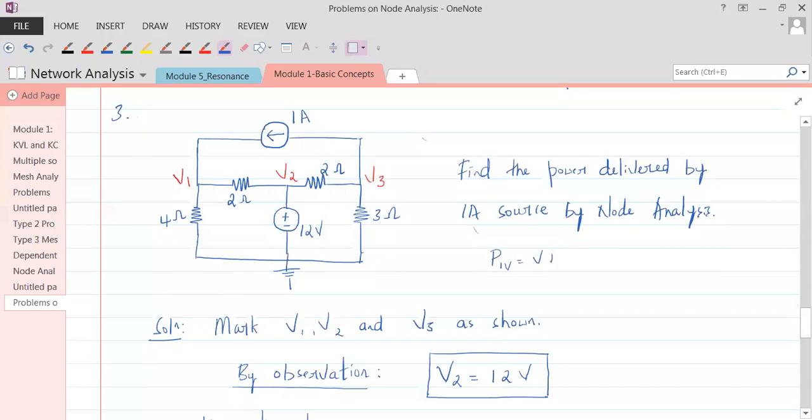Anyways, it is V into I. Okay. We know the current, that is 1 amp. Do we know the voltage? No, we don't know the voltage. So mark this voltage. Mark as shown. How is it going to be marked? Anybody? How do we mark V?